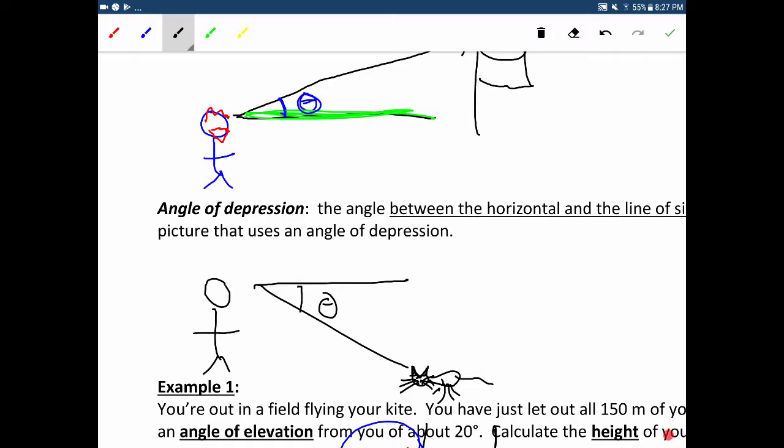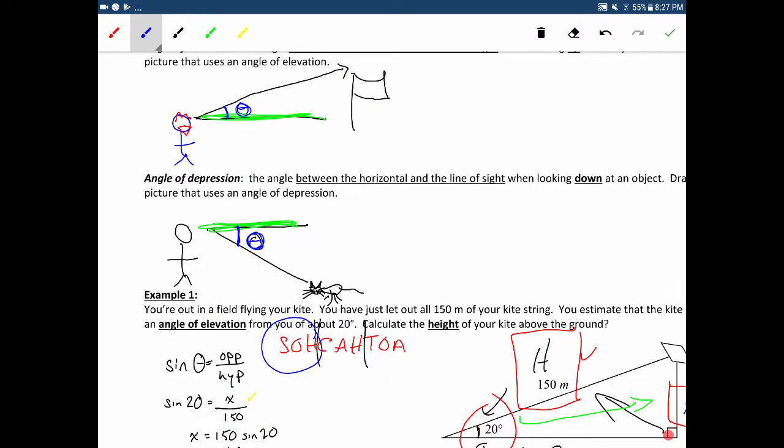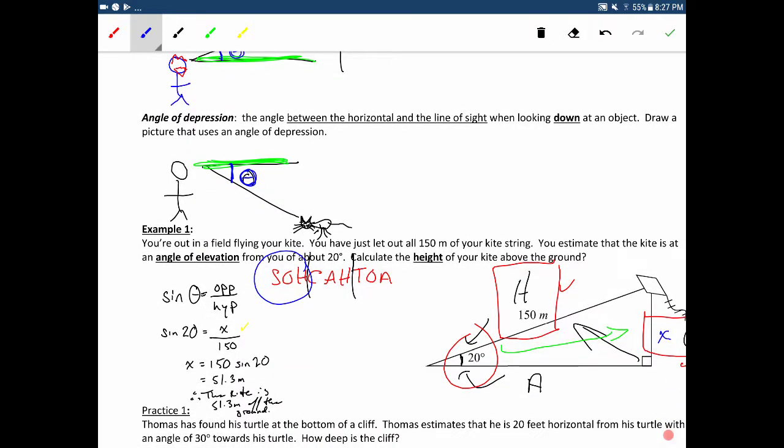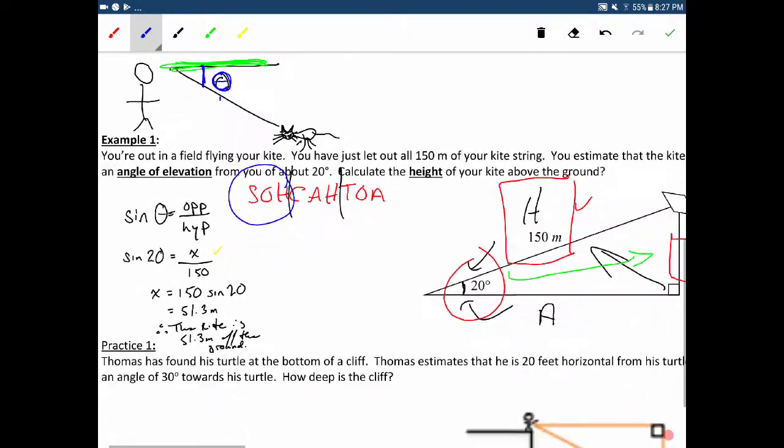Anyway, there we go. So the angle of depression, we start with that horizontal line, perfectly horizontal line. We go down from that line to the line of sight. This creates the angle of depression. Okay, so the only difference between the two, one goes up, one goes down, but we always start with that horizontal line.